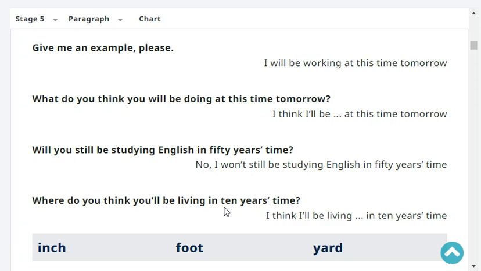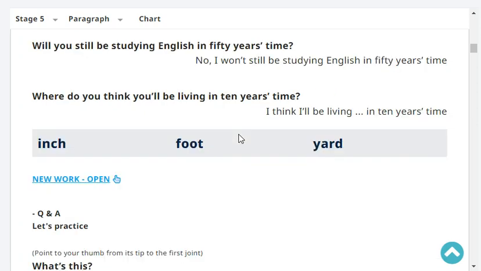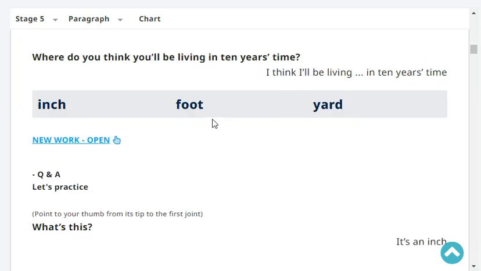Will you still be studying English in 50 years' time? No, I won't still be studying English in 50 years' time. Very good. Where do you think you'll be living in 10 years' time? I think I'll be living in Hokkaido in 10 years' time. Very good.